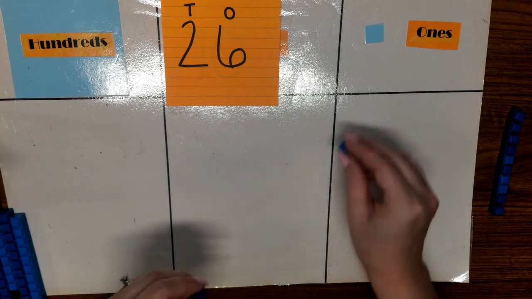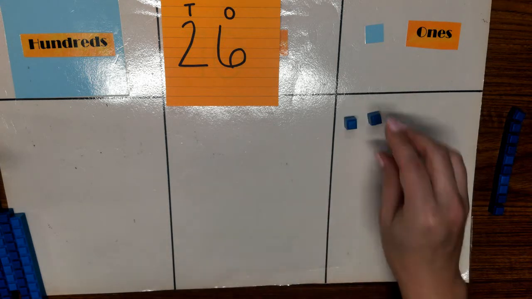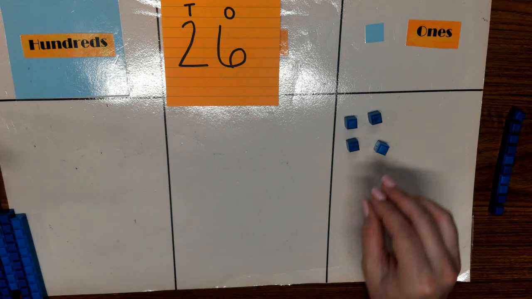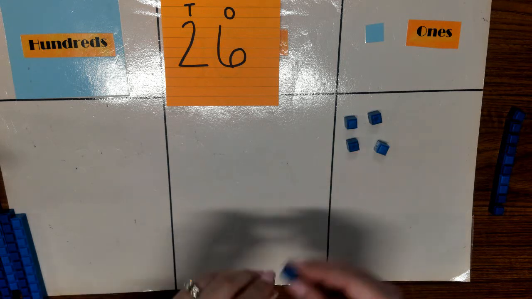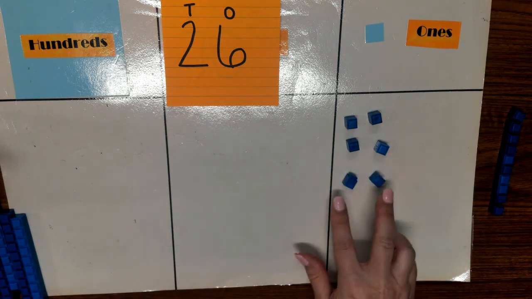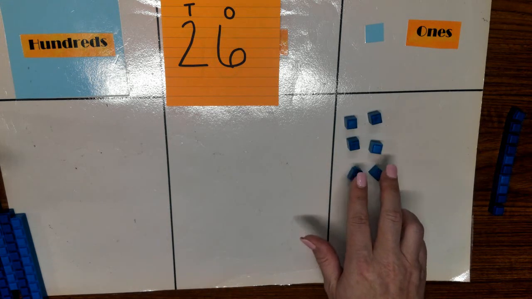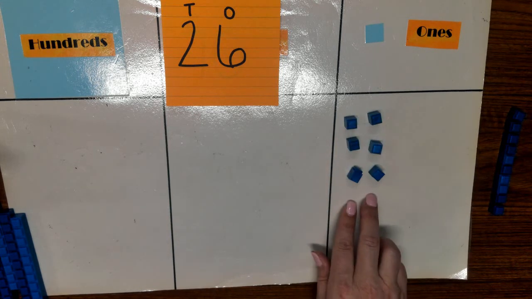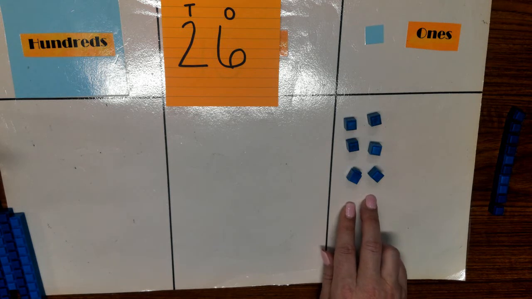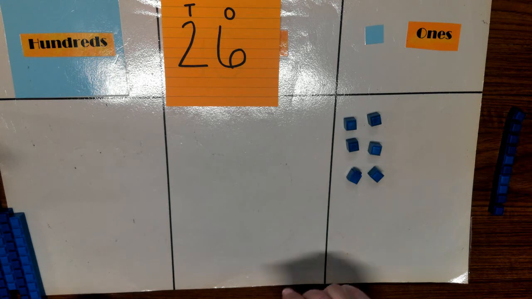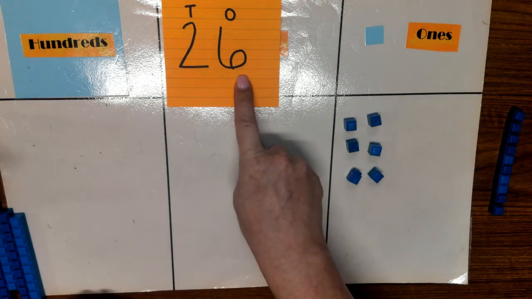So I'm going to take my blocks and say 1, 2, 3, 4, 5, 6. Do you see how Miss Tucker kind of lined them up in groups of 2? I'm almost making a sideways 10 frame. That makes it easier for me to count 2, 4, 6. So I know I have the correct amount of ones.